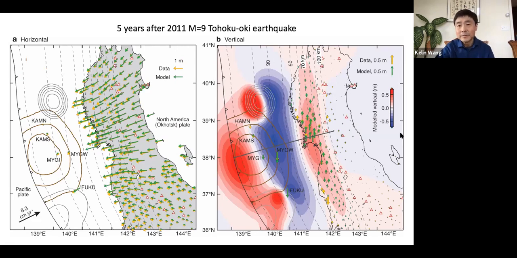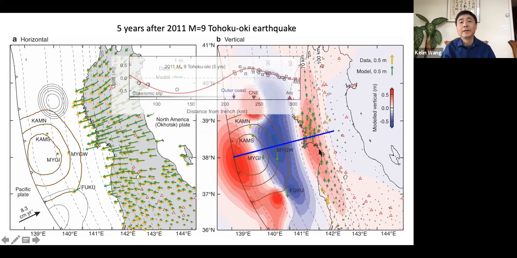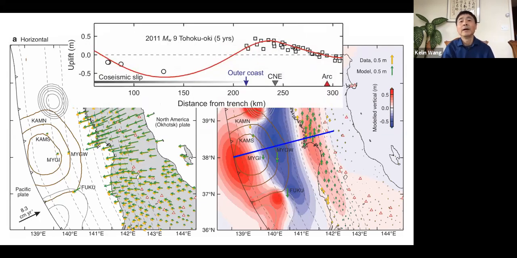And our three-dimensional model can explain this very well. You can see the green arrows here. And the model is similar to the 2D model I just showed, except it's 3D. If you look at the profile here, we can see the model fits the data quite well.